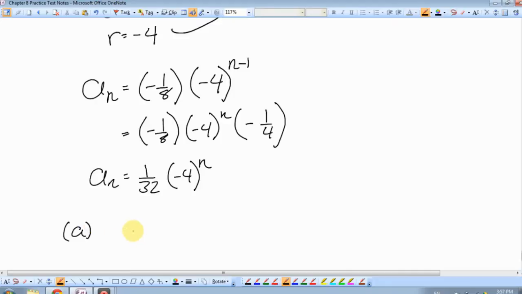What is the sixth term? Does it matter which formula you use for it? Figure it out.